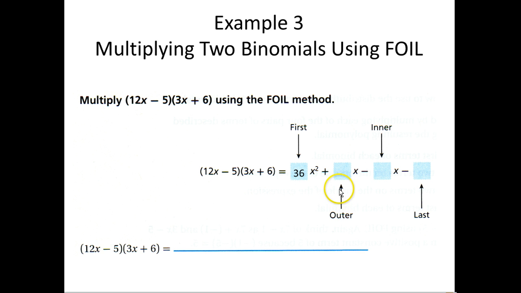Okay, next comes the outer terms, so that would be 12x times 6, which is 72x. Okay, and then the inner terms, which are these two terms here, I'd have negative 5 times positive 3x, which is negative 15x. And the last terms in each binomial would be negative 5 times positive 6, which is negative 30. Once again, combining like terms, I get plus 72x minus 15x will give me plus 57x. So the product of these two binomials using the FOIL method is 36x squared plus 57x minus 30.